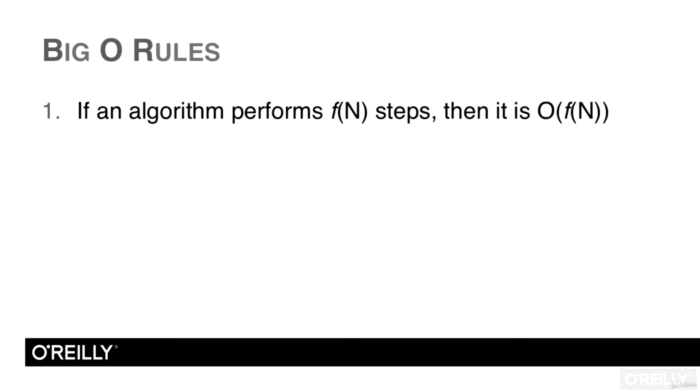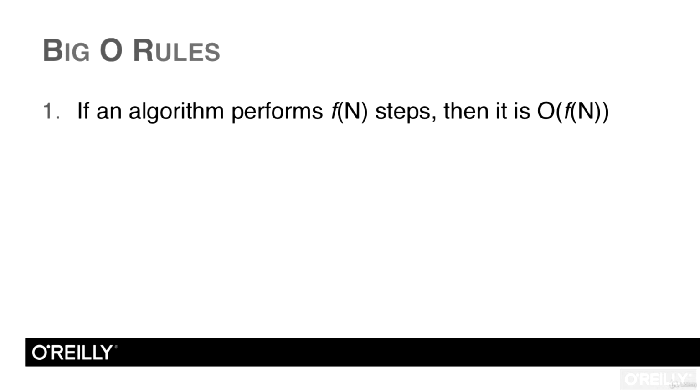You can do that by following 5 rules. First, if an algorithm performs f of n steps for some mathematical function f, then the algorithm has order f of n performance. It's written like this: Big O, paren, the function, close paren. It's usually pronounced order f of n.